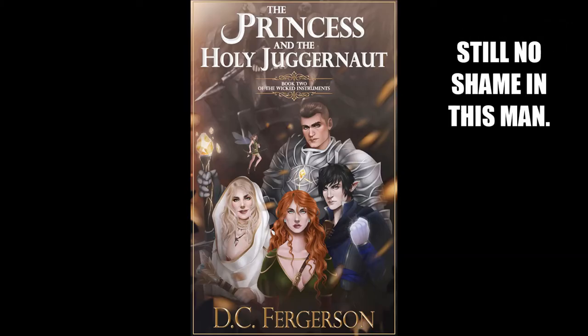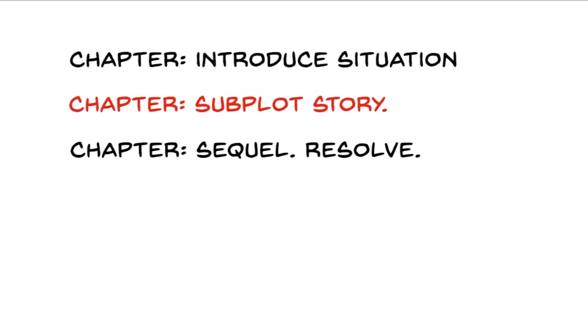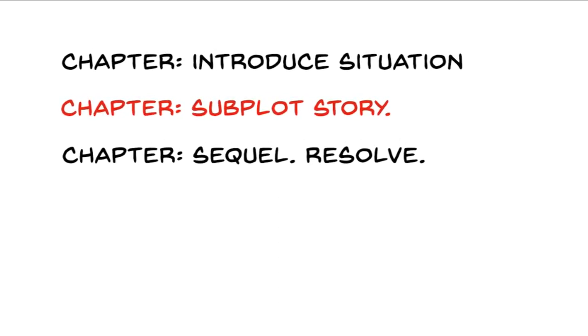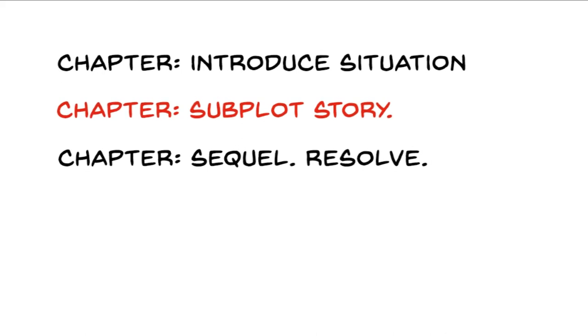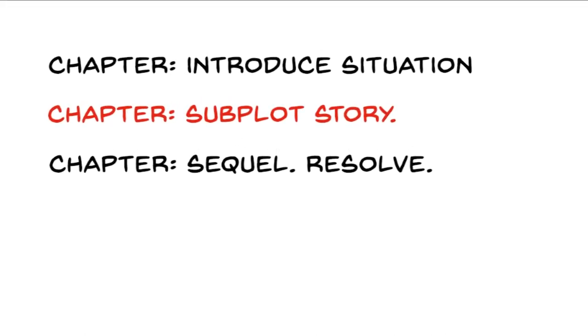In my second book, The Princess and the Holy Juggernaut, I intersperse the villain subplots as a break between the chapter sequel structure. It gives you a break from the action, it sets up later plot lines, and it hits the pause button if a previous chapter needs that kind of pause for, like, dramatic effect. It creates an "I can't wait to see what happens next" kind of vibe.